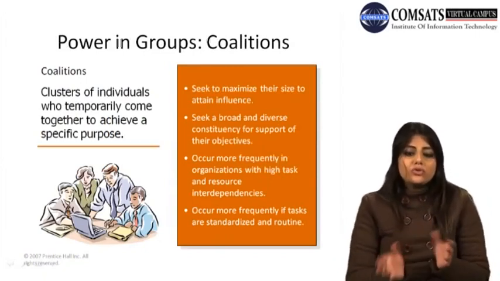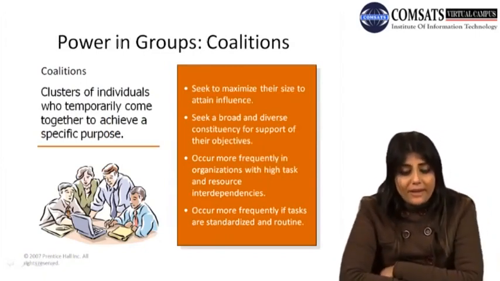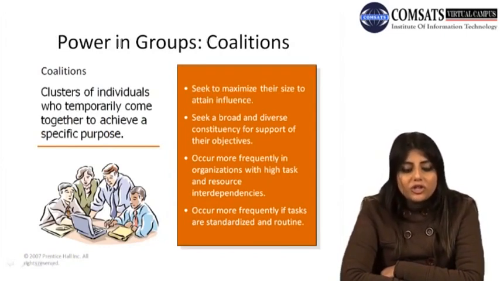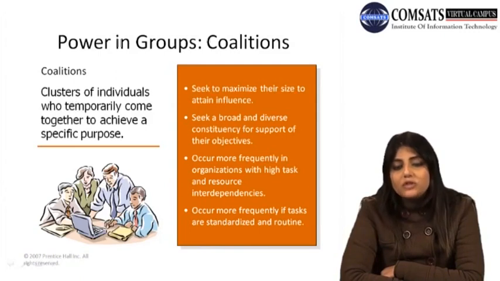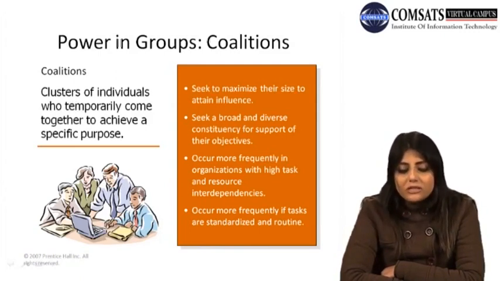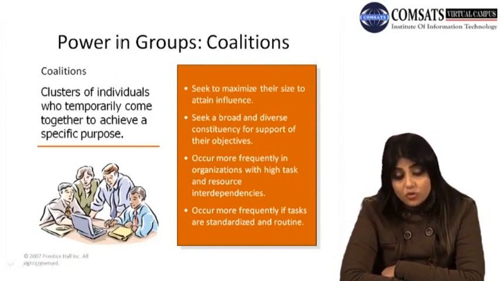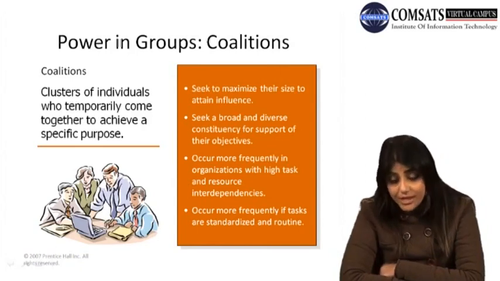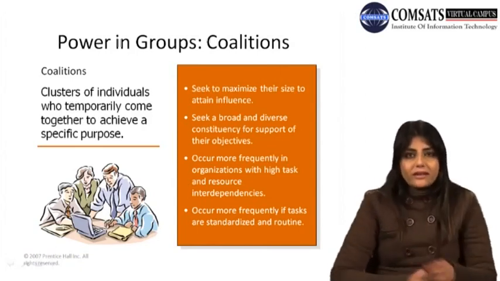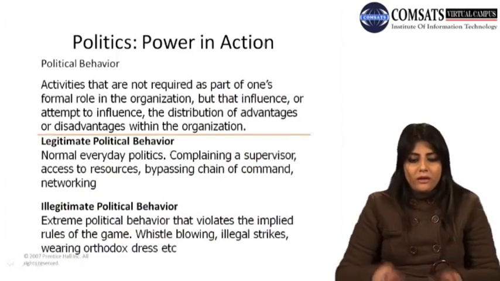So coalitions, as I told you, are one of the power tactics used by managers. A coalition is a cluster of individuals who temporarily come together to achieve a specific purpose. They seek to maximize their size to attain influence. They seek a broad and diverse constituency for support of their objectives. Coalitions occur more frequently in organizations with higher task and resource interdependencies, and more frequently if tasks are standardized and routine. These are the different characteristics of where coalitions occur.